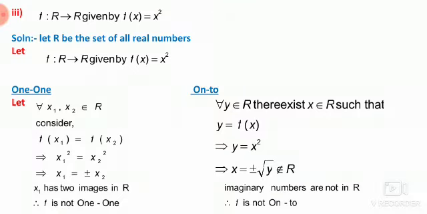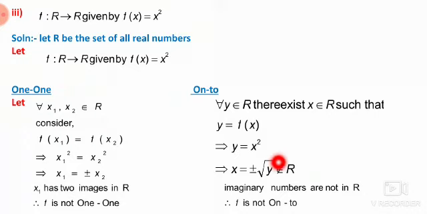Let me begin with onto. For all y belongs to R, there exists x belongs to R such that y is equal to f of x. This implies y is equal to x square. Therefore, let me solve for x. In this step, we get plus or minus root of y, which does not belong to R, because for all values of y, there is no pre-image of x in the domain set R.